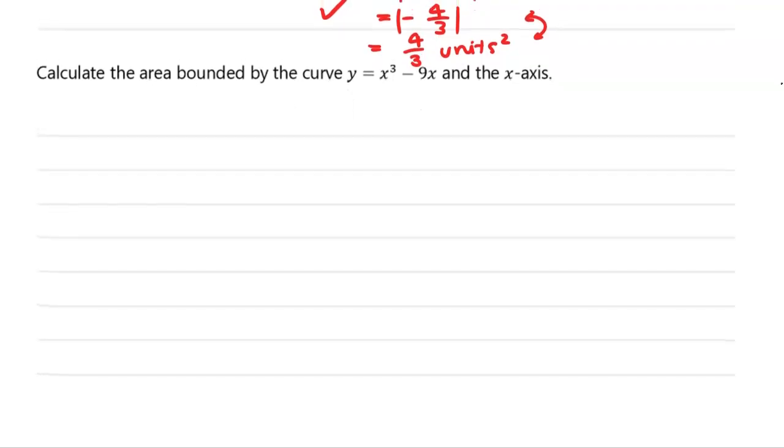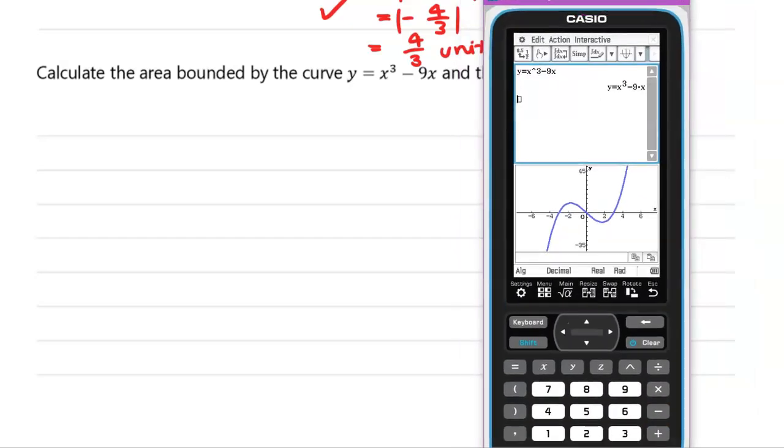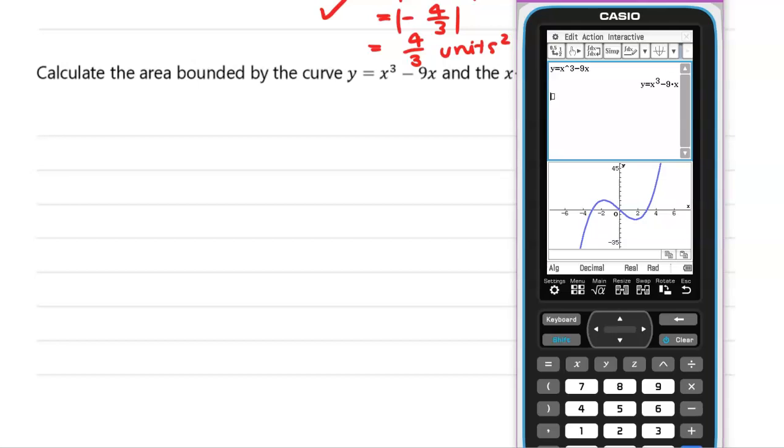Okay, let's look at the next one. Calculate the area bounded by the curve of y equals x cubed minus 9x. So here's something I prepared earlier. You could, of course, have done a similar thing to what we did before and do a quick sketch, but you'll notice we have a lovely symmetrical graph going on here. We would have roots at 0, negative 3, and positive 3.